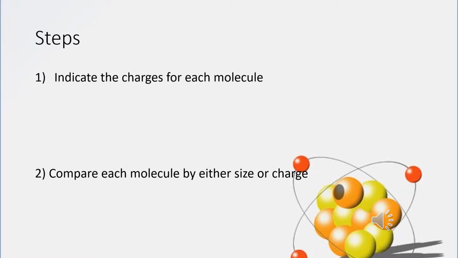I have gone with the easier of the two and decided just to list them from the highest to the lowest, or the lowest to the highest, whichever you feel necessary. In order to do this, we have to follow two steps. The first step is to indicate the charges for each compound, and step 2 is to compare each compound by either size or charge.